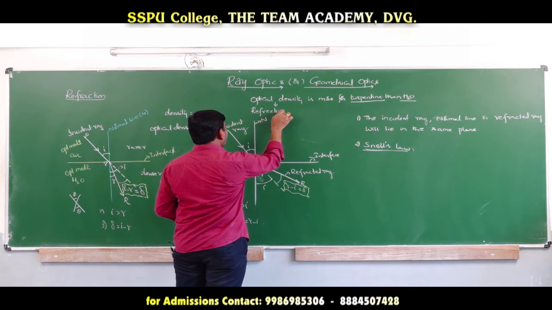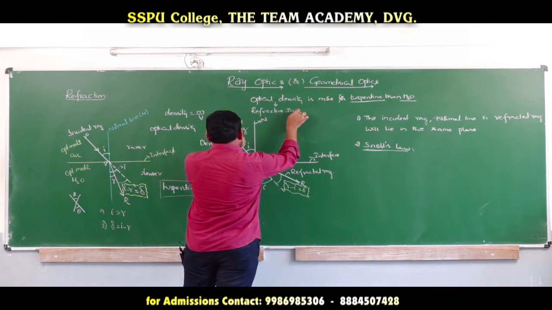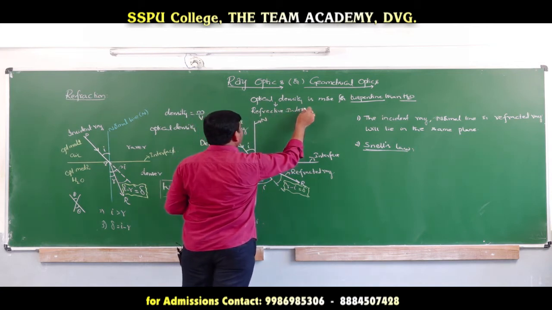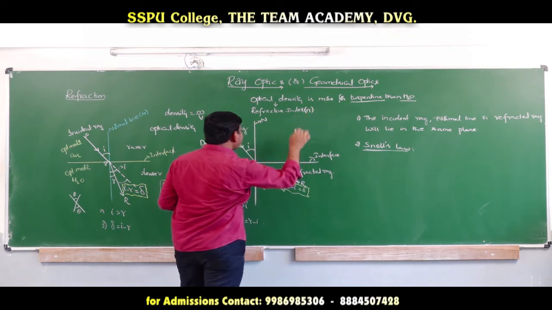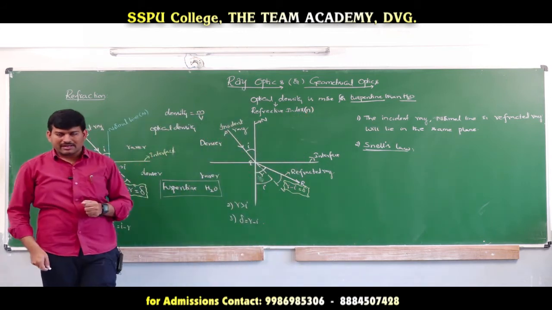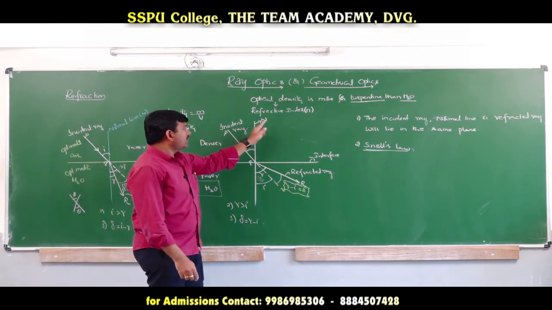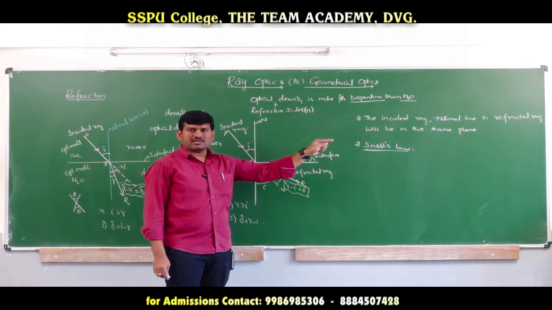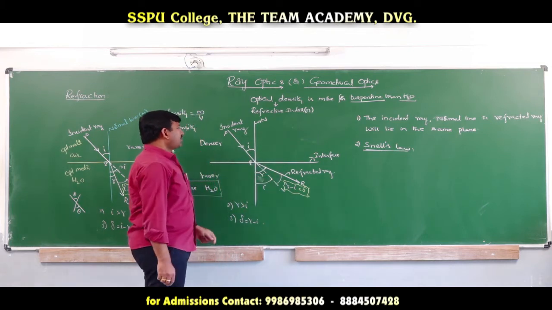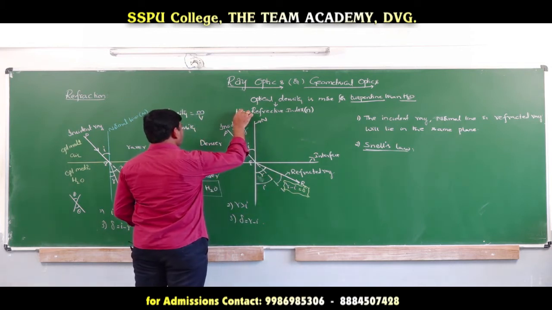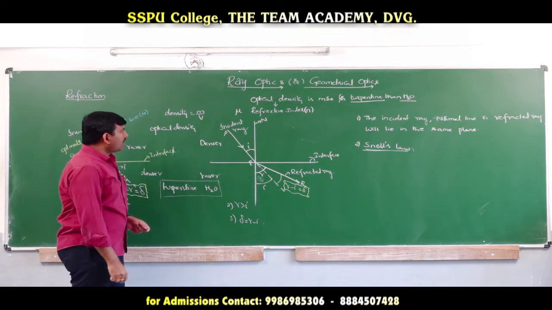Refractive index. So the other name for optical density is what? Refractive index, and it is indicated with the letter N. In our NCERT textbooks, we are indicating the refractive index with the letter N. Some other books will indicate the refractive index with the letter mu. So that is your choice.